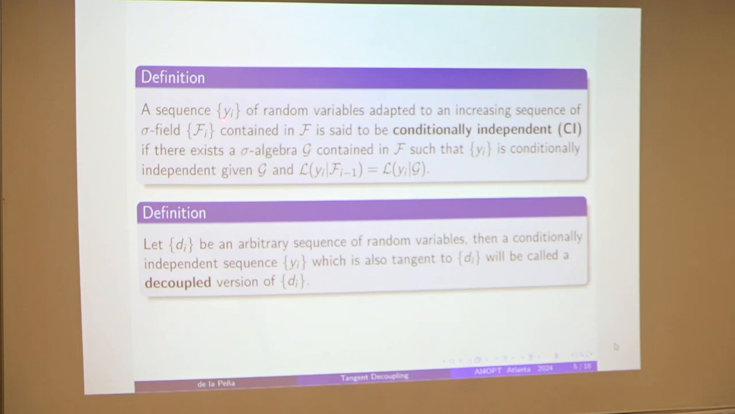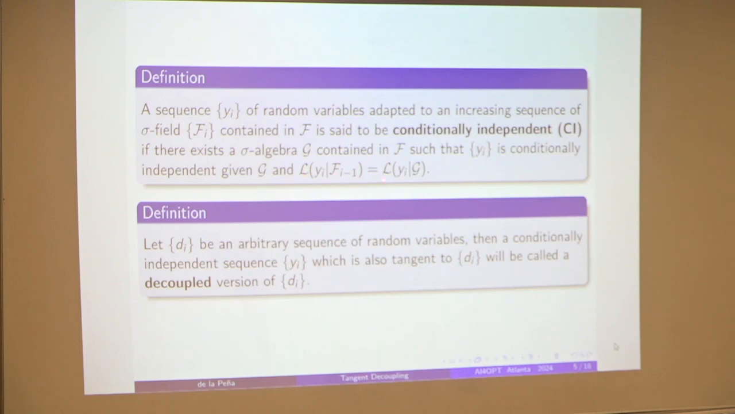Now the sequence y sub i, the one that is companion to your arbitrary sequence, adapted to an increasing sequence of sigma fields F sub i contained in the largest sigma field, script F, is said to be conditionally independent, more succinctly CI, if there exists a sigma algebra G, I will give you an example of such a sigma algebra, contained in F, such that the y sub i are conditionally independent given G, and the conditional distribution of y_i given F_{i-1} is equal to the conditional distribution of y_i given G.